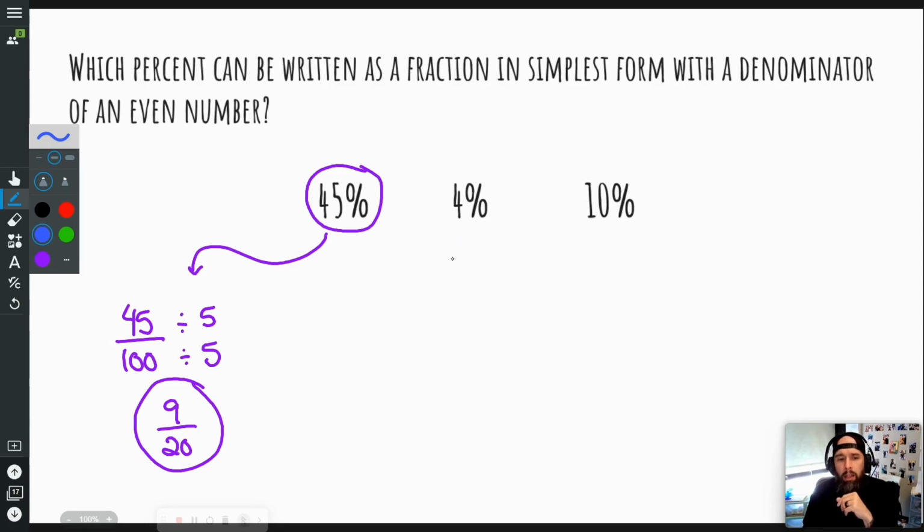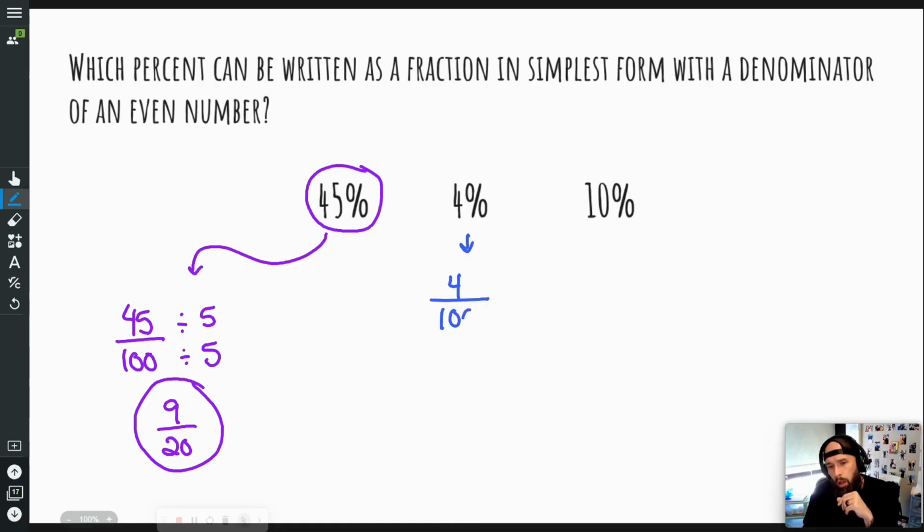Okay, 4% is 4 out of 100. I know I could divide the numerator and the denominator by 4, so I'm going to do that. 4 divided by 4 is 1. 100 divided by 4 is 25. So is the denominator an even number? No, it's an odd number. So is 4% a fraction simplified to an even denominator? No.